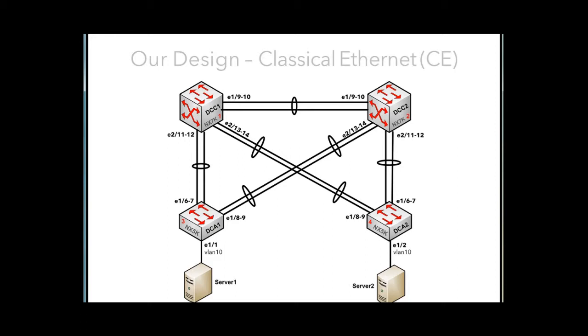And lastly, within the network diagram, we have two servers connected at the access layer. We have server 1 and we have server 2. So we will use these servers to confirm various connectivity and services that will exist on our network.